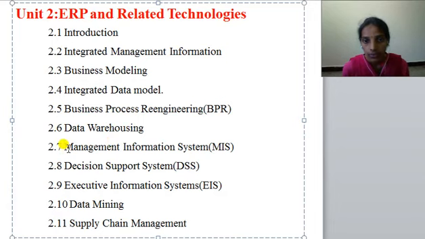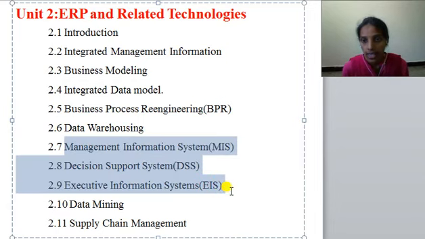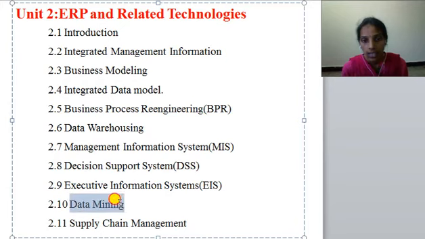So next one is 3 systems, that is MIS, DSS and EIS. These 3 systems we have to learn, as well as data mining. In data warehousing we can store data, and data mining is a technique which extracts data from the data warehouse. So data mining is nothing but extracting data from a data warehouse. This point we also have to cover. And the last point is supply chain management. So all these points are covered in unit number 2.